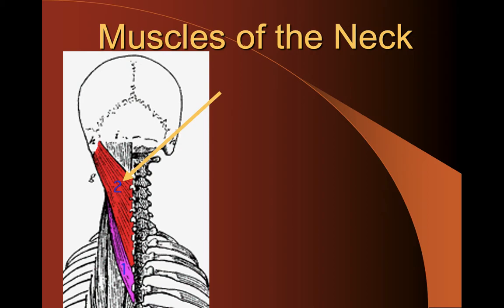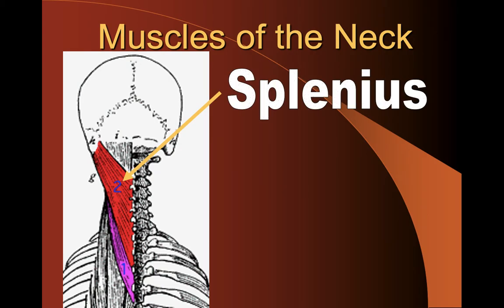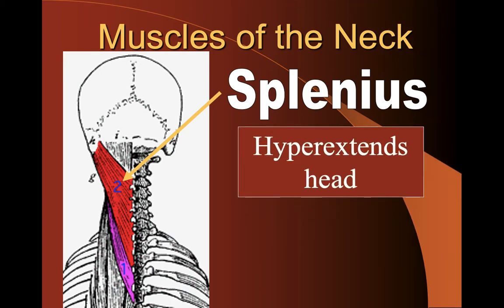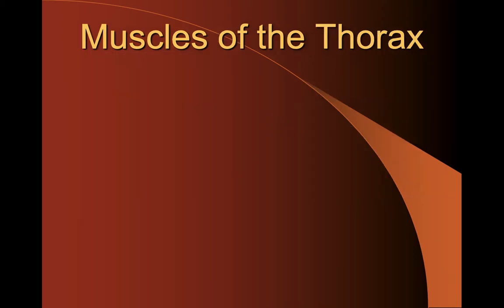Going to the back of the neck, we have the splenius. The splenius is the prime mover of head hyperextension. So when you look up in the air, the splenius allows you to do this. This is also the whiplash muscle that gets strained. So sometimes you see people having to wear neck braces when they've been in a car accident because their splenius has been strained from the whiplash of the accident.